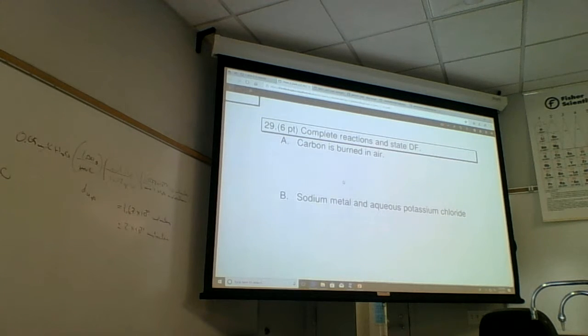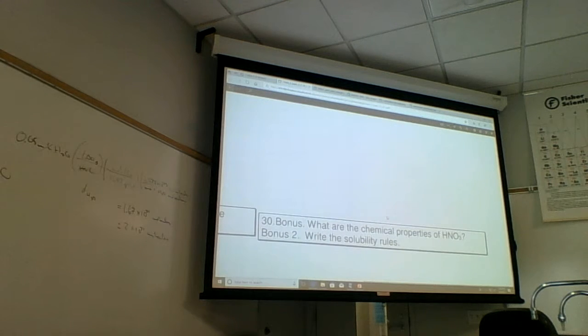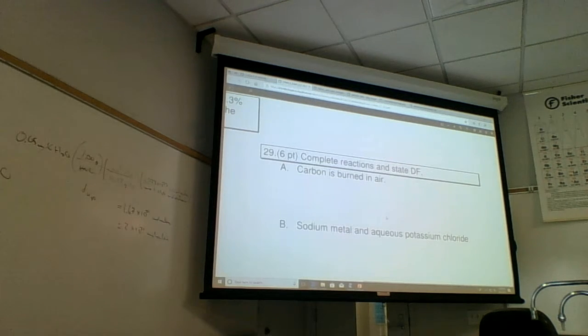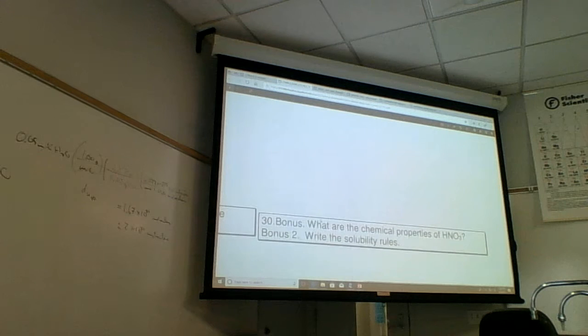We talked about sodium metal and aqueous potassium chloride, that's single replacement there. We're not doing that on this test. So 29B is not going to be on your test. It'll be on the next test. So you can expect more double replacement style reactions. Focus on double replacement and, did I say acid base? Double replacement and acid base and element plus element single replacement.